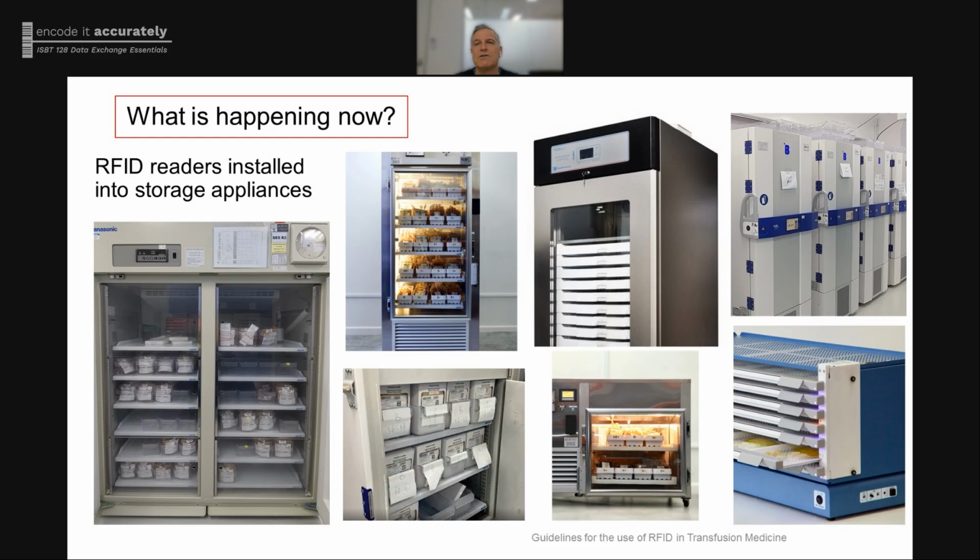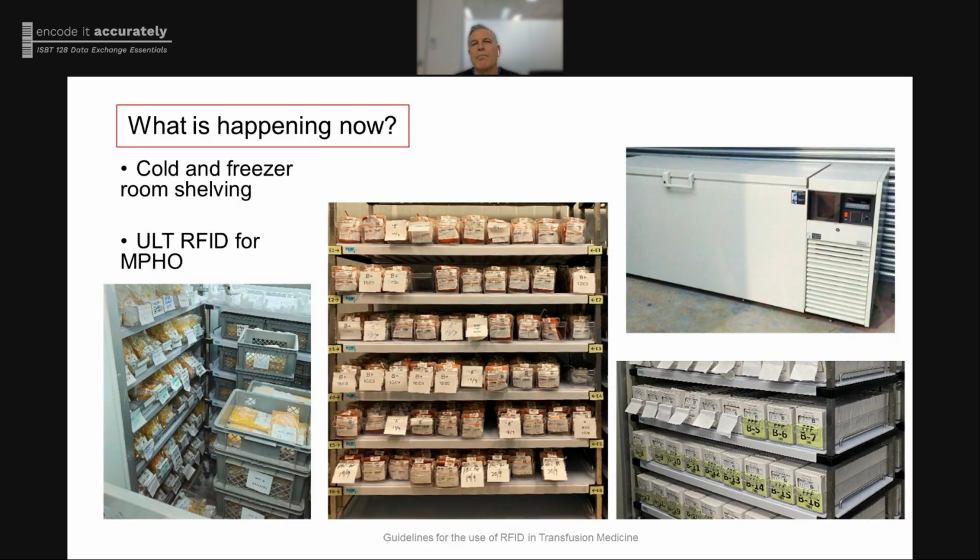We can see examples here of fridges, freezers, and agitators, all fitted with ISO IEC 18000-3 RFID systems. One method shown replaces the fridge or freezer shelves with identically sized RFID shelves to maintain the temperature profile and storage capacity of the fridge. Another method shown uses storage drawers to allow easy access to individual blood bags. There are also RFID shelving systems for both cold and freezer rooms.